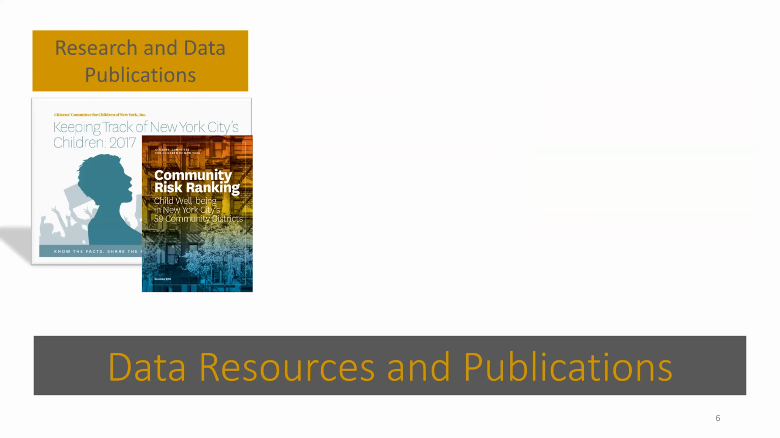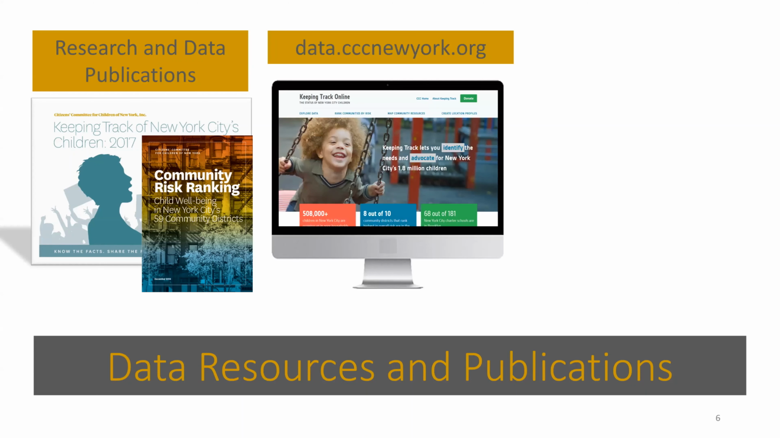In terms of our data resources specifically, our work encompasses publications, including our Keeping Track of New York City's Children biennial report, which covers hundreds of indicators on child and family well-being. We also take 18 of those indicators and put them into what we call a community risk ranking. This is an annual report that looks at where risks concentrate in specific areas of the city. This coming year, we'll be releasing a new edition of the community risk ranking. And in the coming year, 2020, we'll be releasing a new edition of the Keeping Track of New York City's Children data book. We also have our online database, which we will be going into depth on.